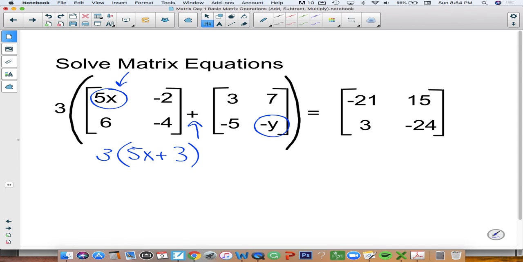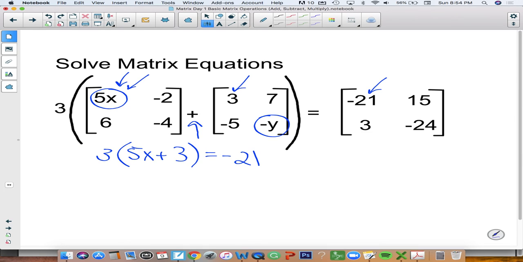Hopefully you can see what number I'm going to set it equal to, because where have I stayed consistent in these two matrices? I have this 5x, I have that 3, so more than likely I'm going to be using that -21. And then this stuff right here, that's easy enough that you can solve that. All right, so go ahead and solve for x.